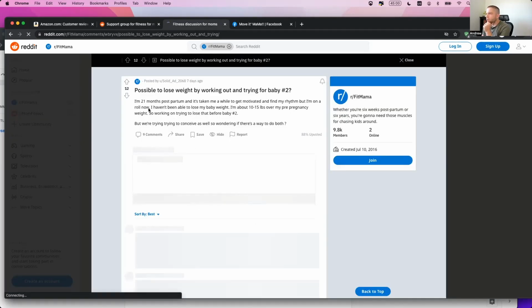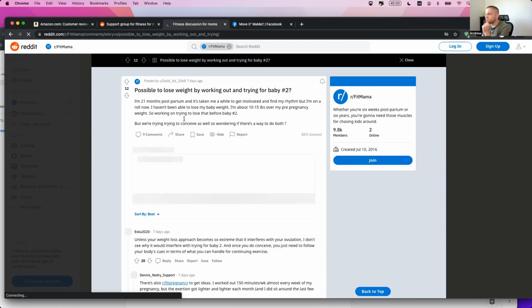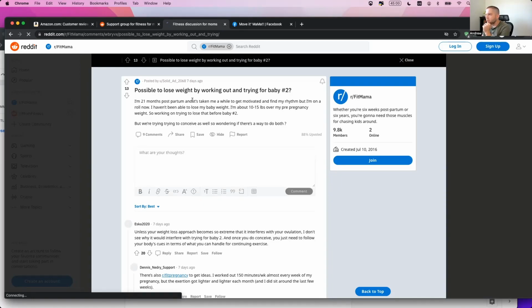Boom. Here we go. There's some lady oversharing about trying to lose weight postpartum. So after having baby number 2, it's taking me a while to get motivated, find a rhythm, but I'm on a roll now. I haven't been able to lose my baby weight. I'm about 10, 15 pounds over my pre-pregnancy weight. So working on trying to lose this. This is probably a good example of current state. So this might be their current situation.